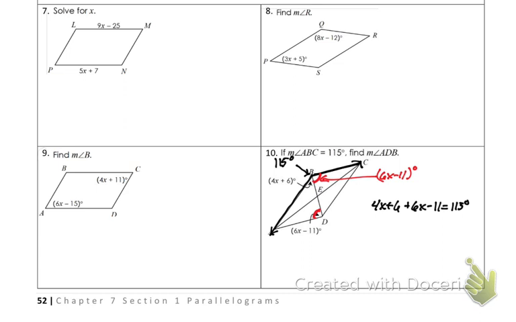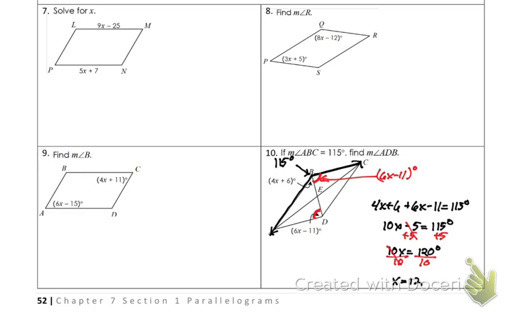Now we just solve for x. So 4x plus 6x equals 10x. 6 minus 11, that's going to give me a negative 5 equals 115. We will now add 5 to both sides. We're going to have 10x equals 120. Divide both sides by 10 so that the 10s cancel out. And I'm going to have x equals 12.